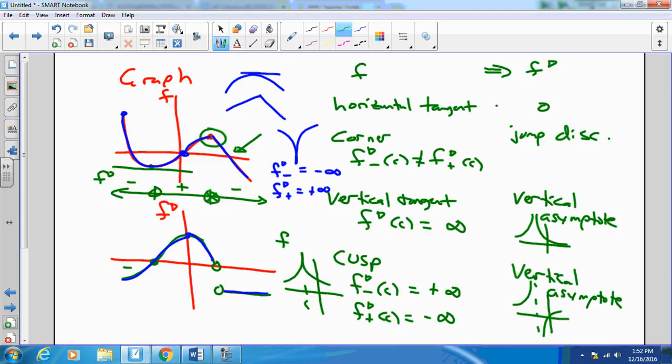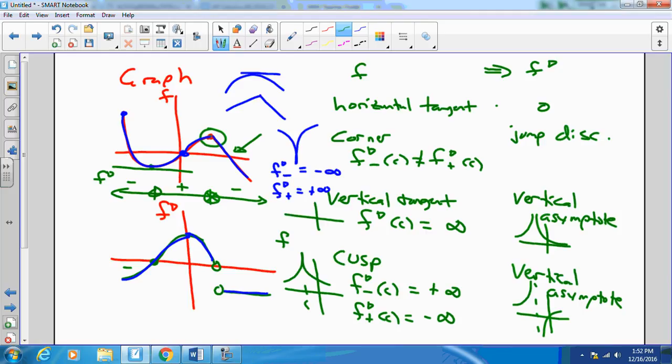So yes, opposite signs of infinity for a cusp. Finite opposite signs would give me a corner, and the same sign of infinity gives me a vertical tangent. Vertical tangent: look at the derivative from the left and the derivative from the right at c.